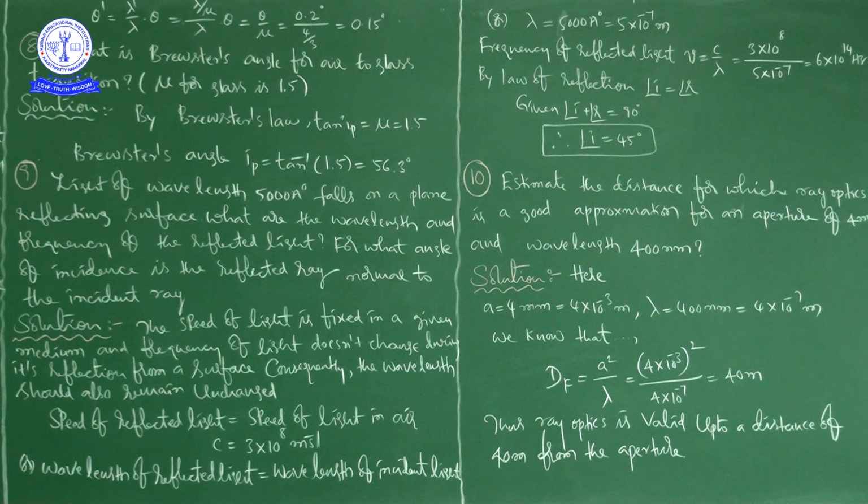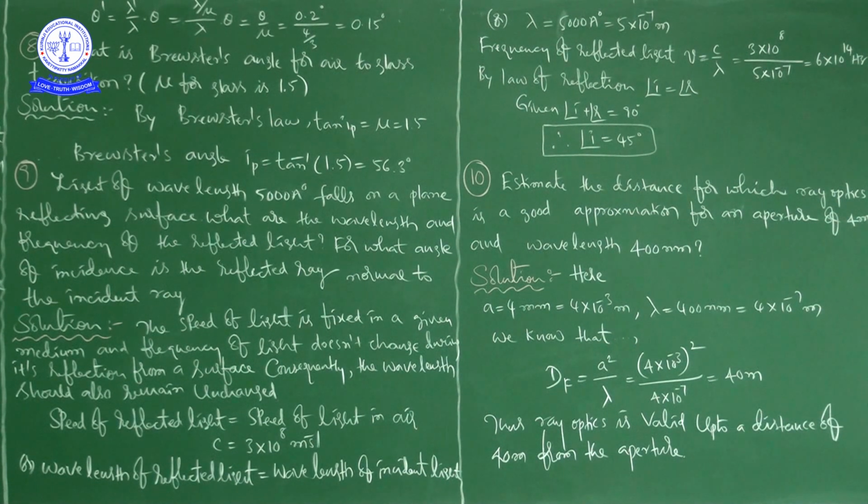First law is angle of incidence is equal to angle of reflection, right? Second law is incident ray, normal, and reflected ray lie in the same plane, right? So three things: what is reflection, and what are the laws of reflection.